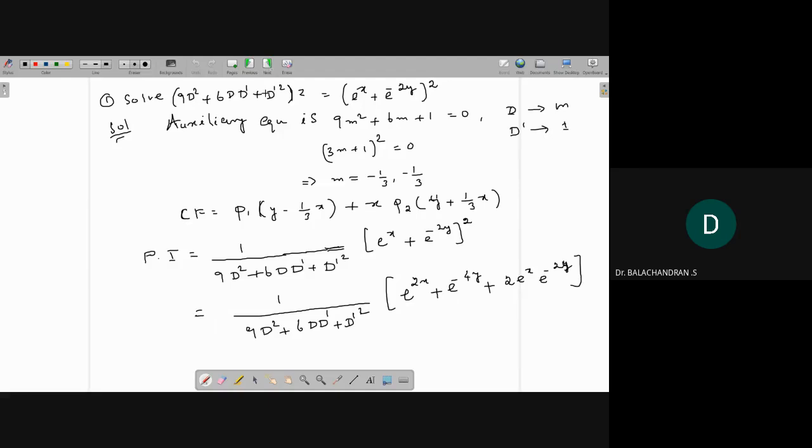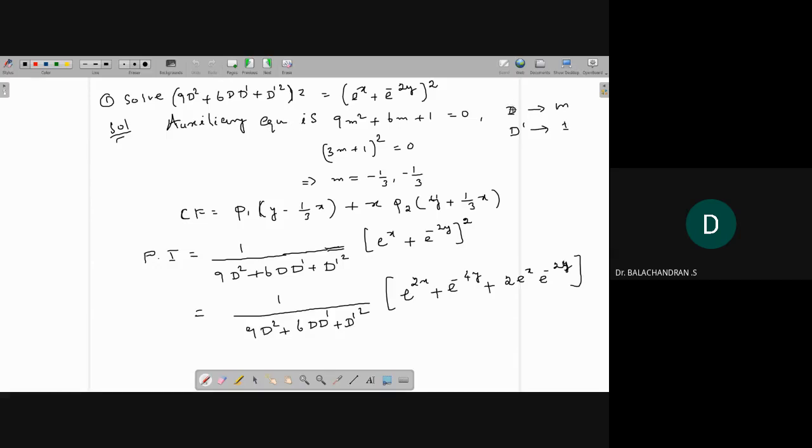Okay, first problem: solve (9D² + 6DD' + D'²)z = (e^x + e^(-2y))². So this is type number 1. First you need to find the complementary function.